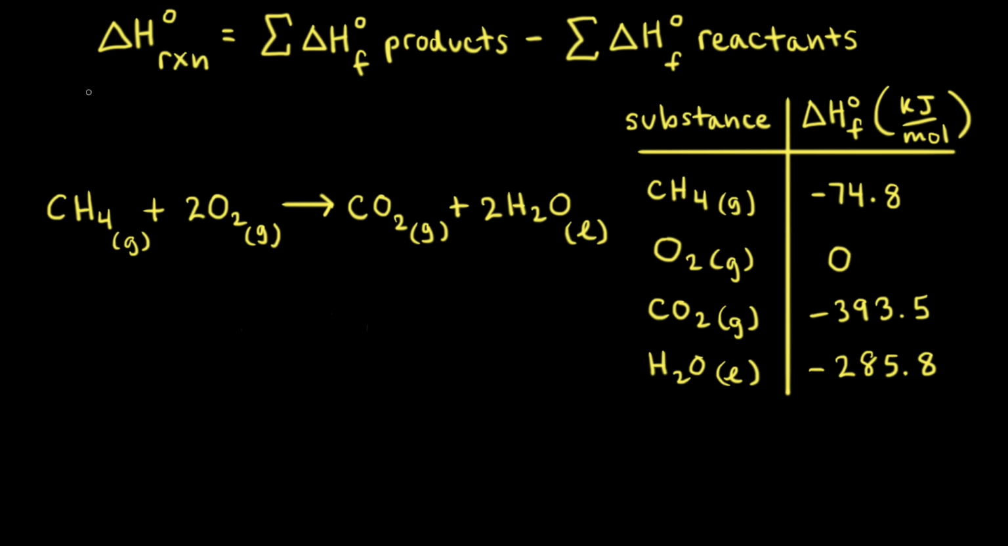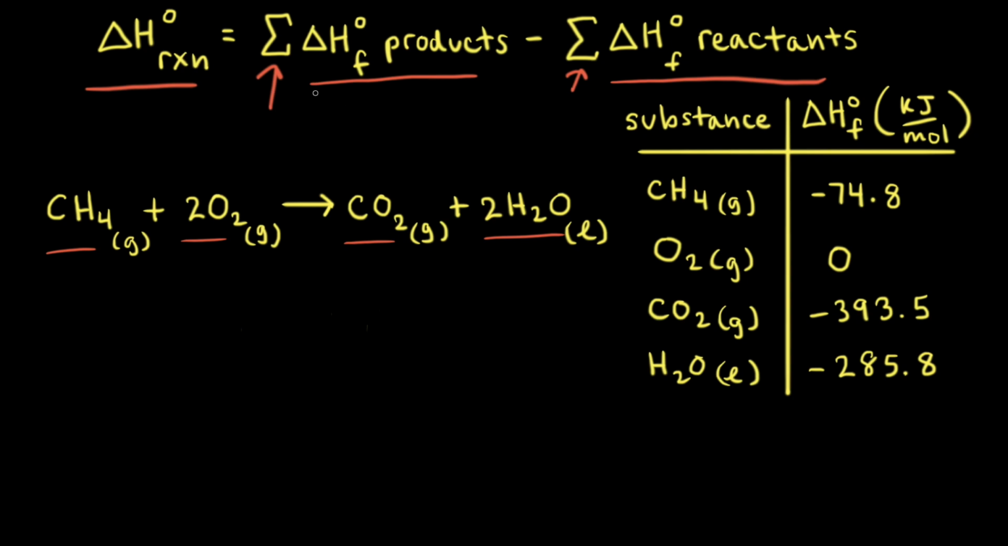The standard change in enthalpy for a chemical reaction is equal to the sum of the standard enthalpies of formation of the products minus the sum of the standard enthalpies of formation of the reactants. Let's say our goal is to find the standard change in enthalpy for the following chemical reaction. So we have 1 mole of methane reacting with 2 moles of oxygen to form 1 mole of carbon dioxide and 2 moles of water.